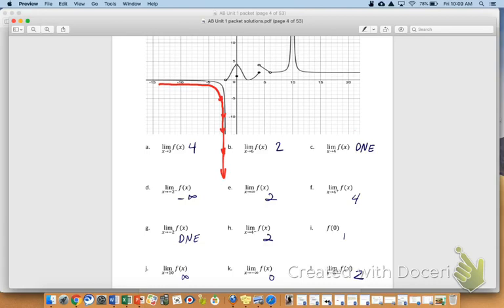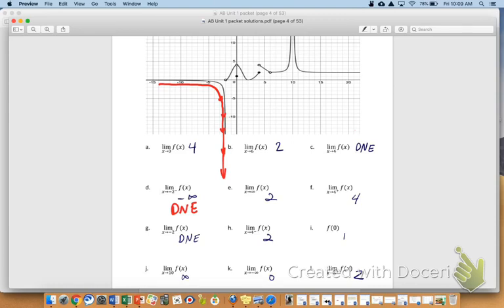You could actually say for letter D, you could say DNE as well, because infinity is not a real number, and so the limit doesn't even really exist. But negative infinity is a nice description of what's actually happening. Does that make sense? Okay. Anybody else real quick? Joey?